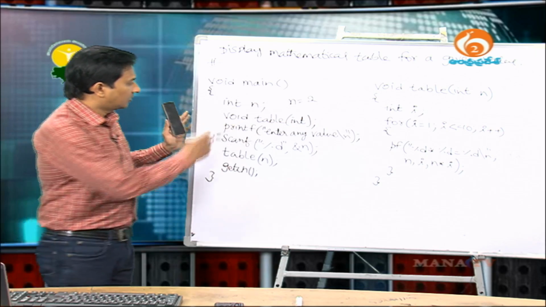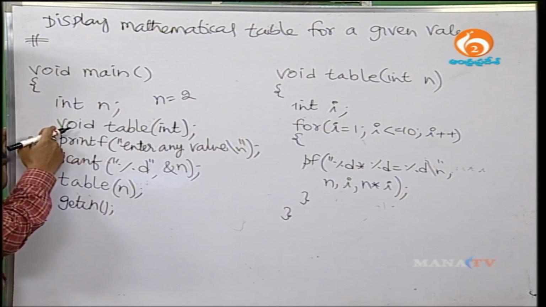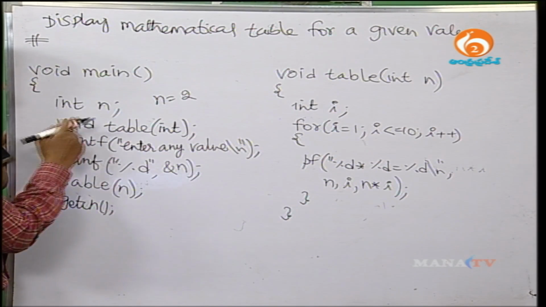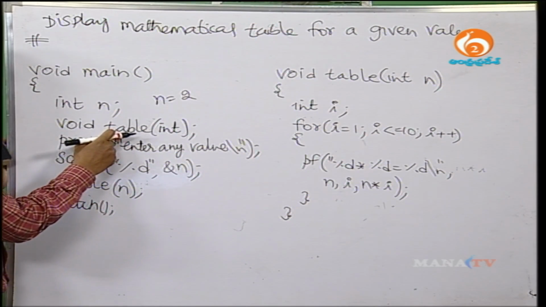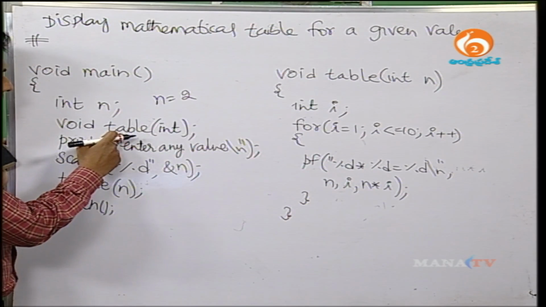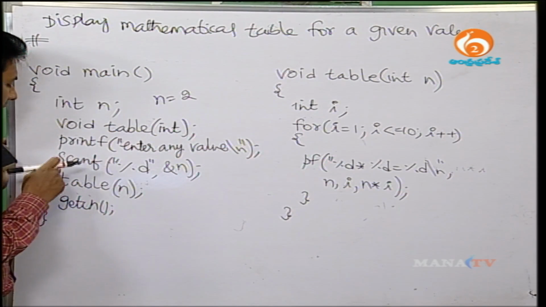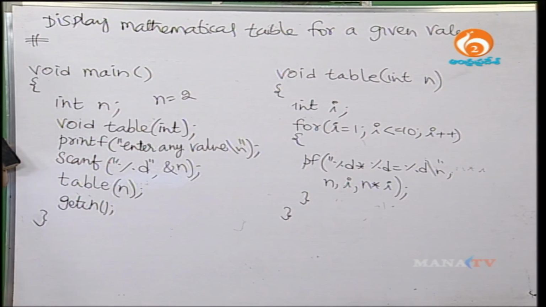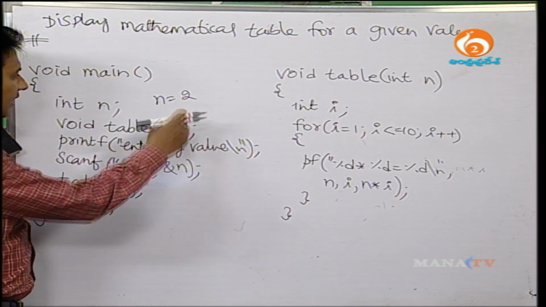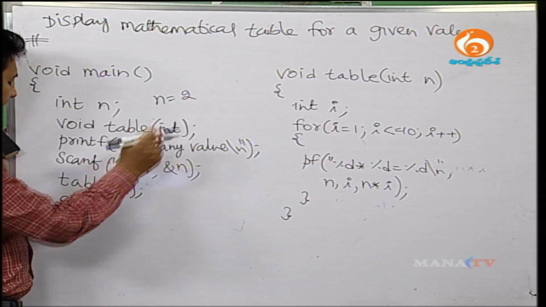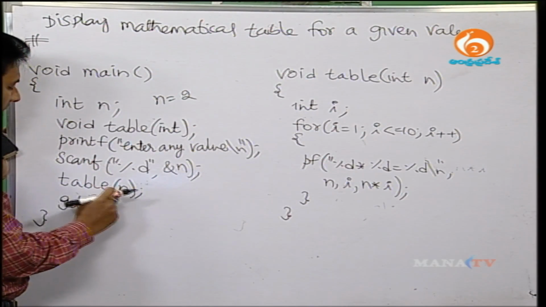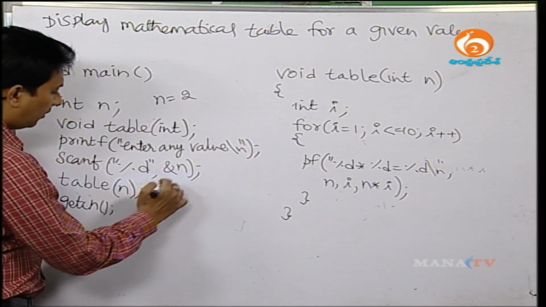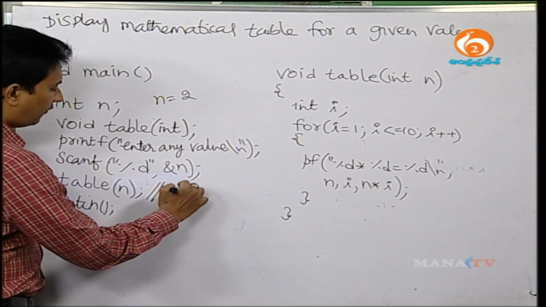Next, this is variable declaration, this is function declaration. The meaning of function declaration is that we are going to use the table function call in the current program, that is the meaning of the function prototype. Next, the value is read and stored into n. Next, table of n is nothing but a function call.